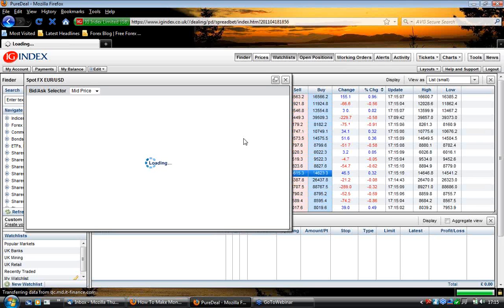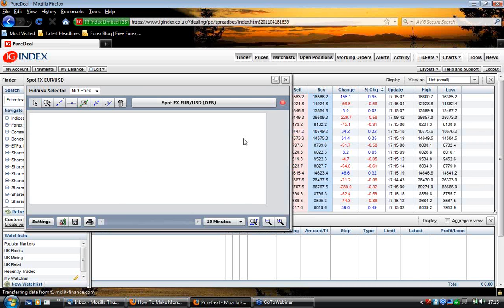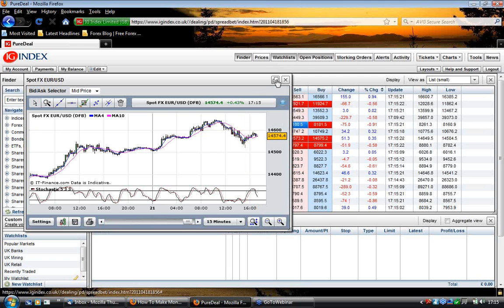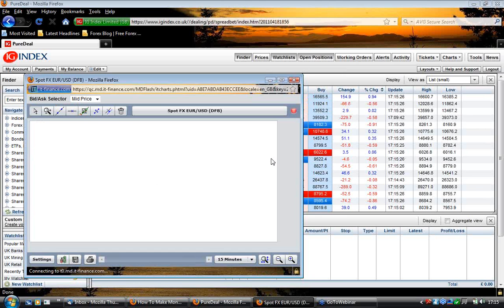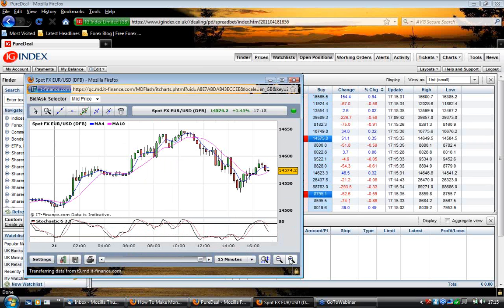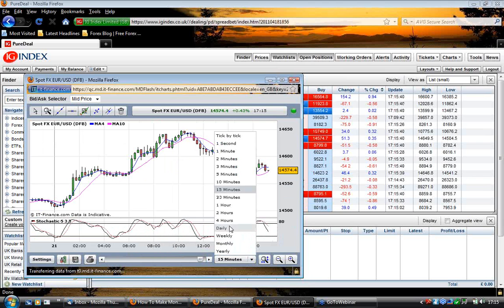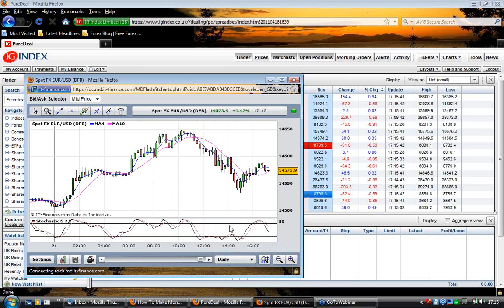And for some unknown reason, my chart doesn't want to load. Never mind. We'll do it in a minute. So we're going to go through candlesticks and explain what's happening and why. I'll just bring this screen up a little bit bigger for you. Okay, so here we go. We're on a 15-minute chart. We'll change this to a daily, which will give you more of a picture of what's going on.